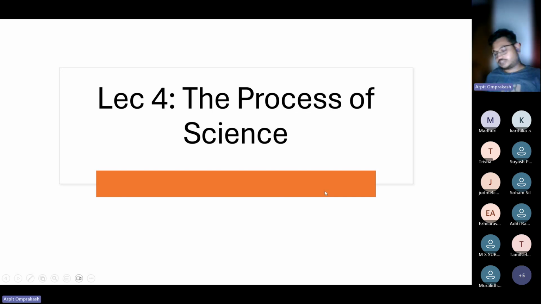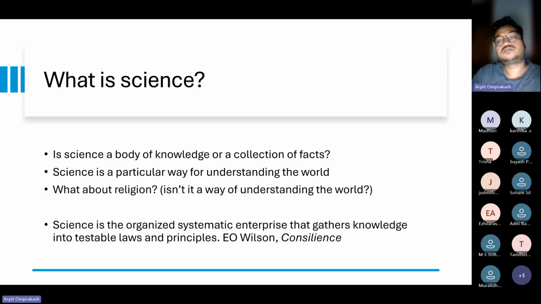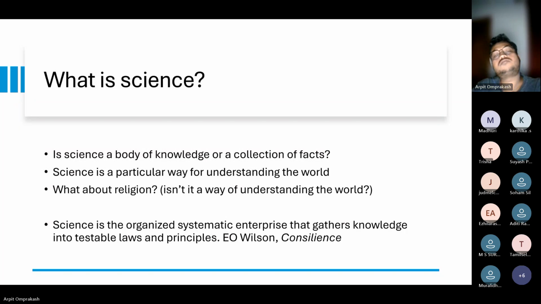Okay. So next in lecture 4, we talked about the process of science, right? So first, what is science? Is science just a body of knowledge or a collection of facts? The way we broadly define science is a particular way for understanding the world and how it works. But then one might ask, what about religion? Isn't religion a way to understand the world and how it works? Right. So yes, it's also a way to understand the world and how it works, but they are slightly different.